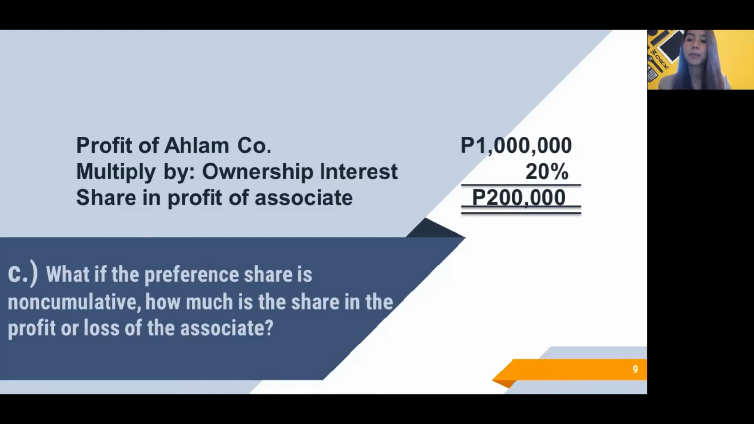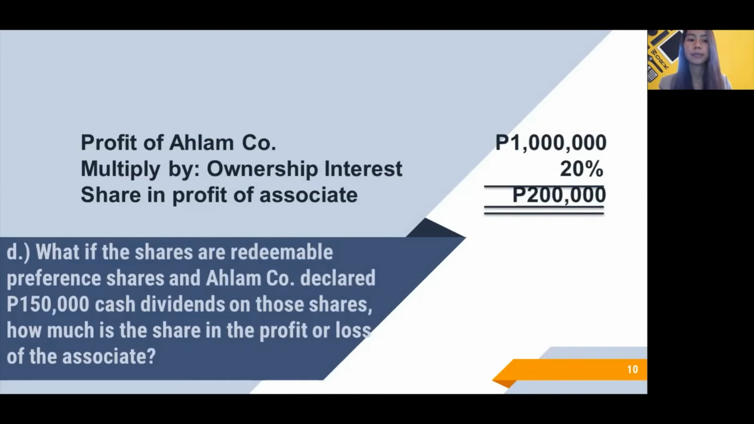Pero dahil sinabi sa problem na no dividends were declared, proceed na tayo kaagad sa computation ng share in the profit of the associate. So from the profit of 1 million, i-multiply na natin siya kaagad sa 20% na ownership interest. So we will arrive at the share in profit of the associate na 200,000 pesos. So ganun lang siya kadali.